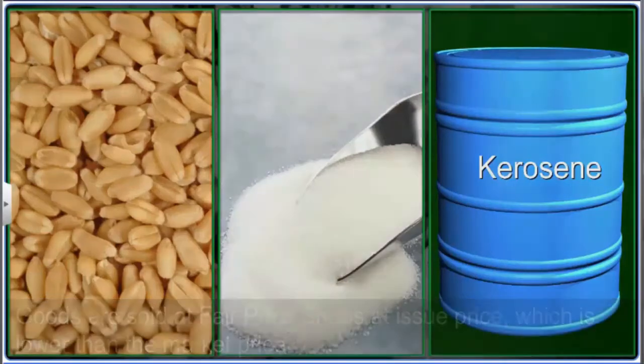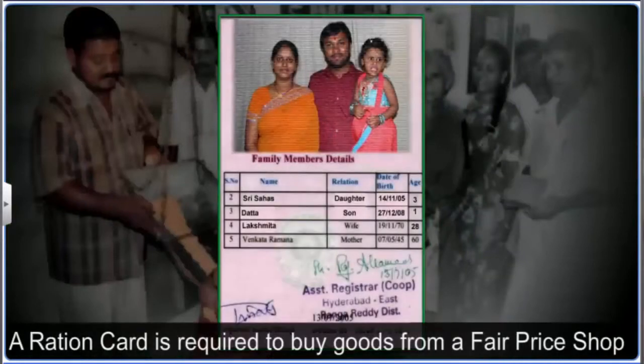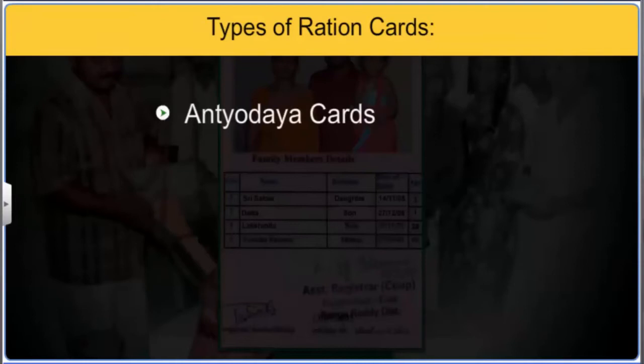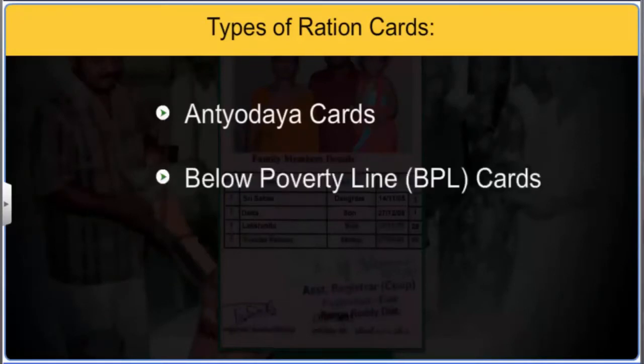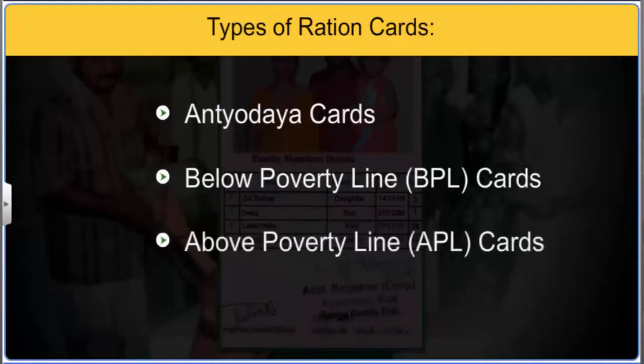You can buy a fixed amount of sugar and food grains every month from a fair price shop if you have a ration card. 3 kinds of ration cards are issued in India. The Antyodaya cards for the poorest of the poor, the BPL cards for people living below the poverty line, and the APL cards for all other people.